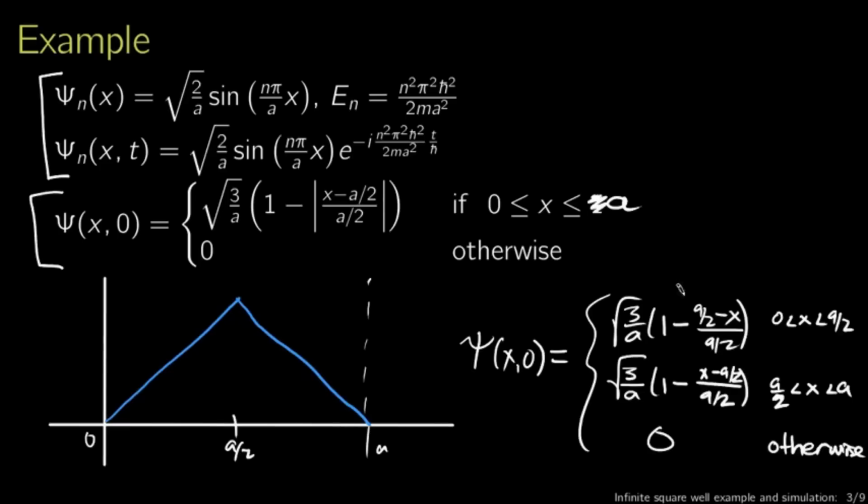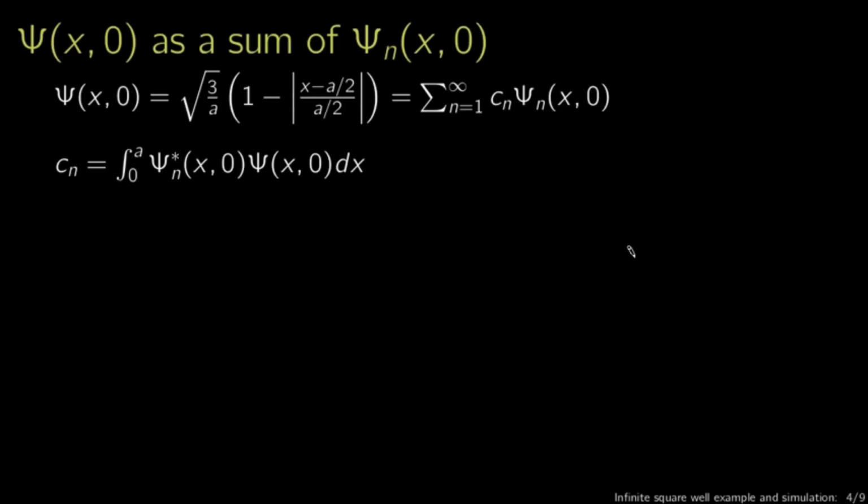This technique of splitting up absolute values into separate ranges makes the integrals a little easier to express and a little easier to think about. So that is our initial conditions. How can we express these initial conditions as a sum of stationary state wave functions evaluated at time t equals 0? This is where Fourier's trick comes in.